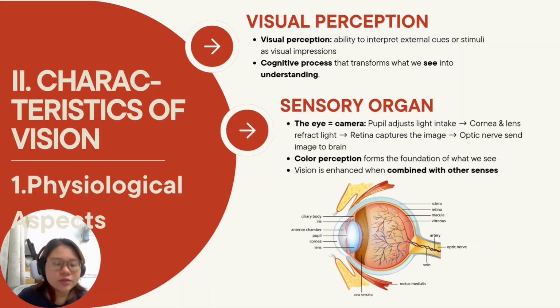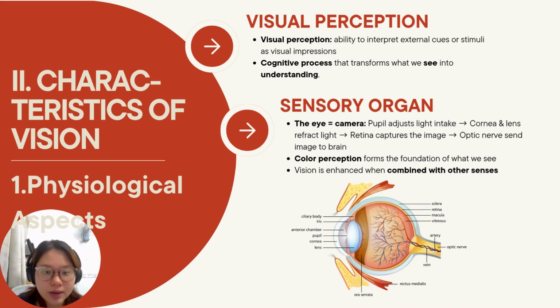Now we know about the importance and role of vision in the overall customers' perceptions and emotions. Now, let's see the characteristics of vision. We first discuss the psychological aspect of vision, which is the eyes. First is visual perception. Visual perception is the ability to interpret the external cues and stimuli of the environment as visual impressions. We see the visual stimuli, the lighting, the color, etc.